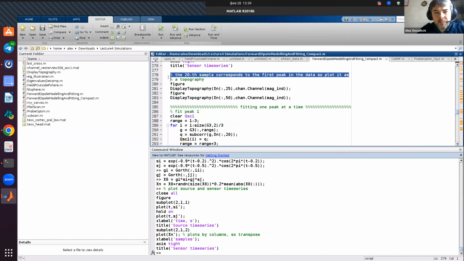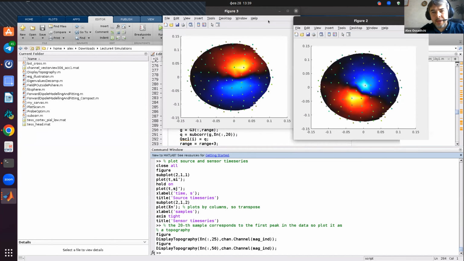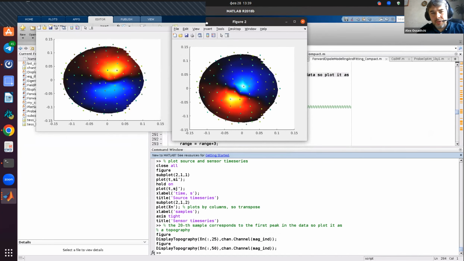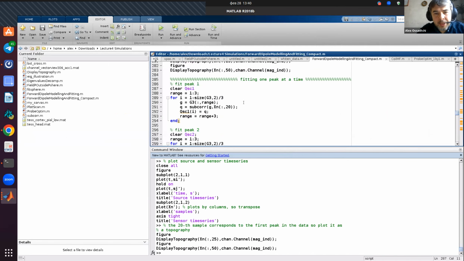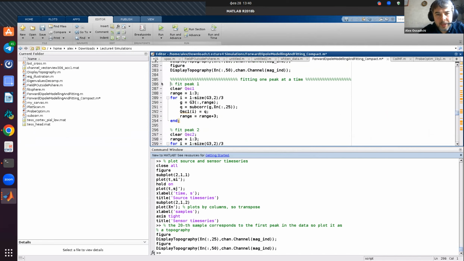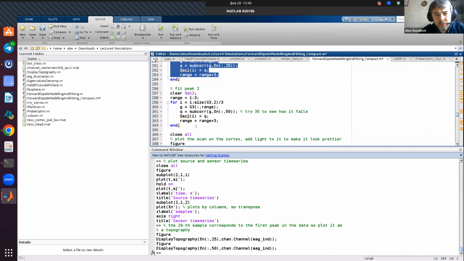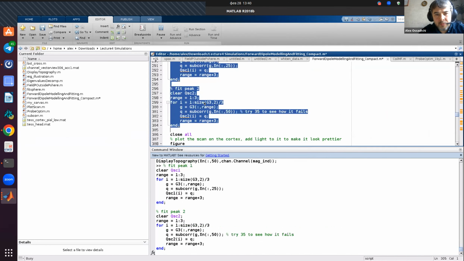Okay, so here are the topographies of the sources of the data at these two locations, and you indeed can see that they correspond to two different dipoles, right? One is shifted, one is here, and the other one is here somewhere. Then you try, let's do the scanning. Fit peak 1 and fit peak 2. So let's fit both peaks.